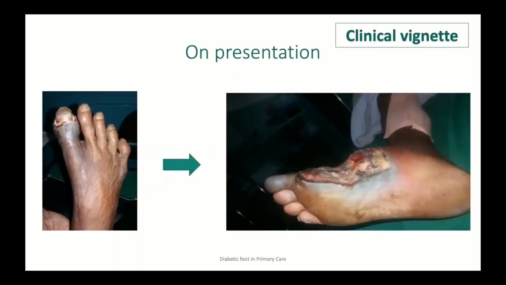So the initial toe lesion has actually progressed quite a bit by the time he comes to the hospital to see us, into a quite considerable size of a wound. He's already lost one toe. The second toe also looks blue and discolored. The wound looks very unhealthy. Unfortunately, it's a very common scenario.